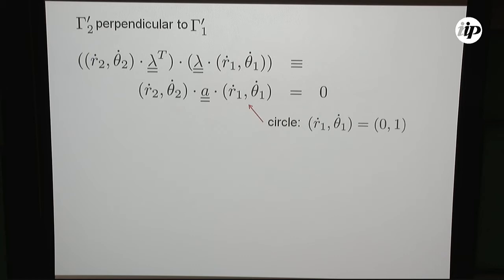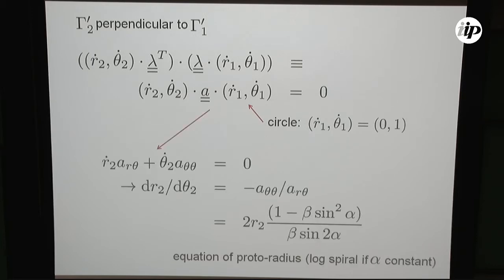I want those to be perpendicular. So this is the deformation of the circle, and this is the deformation transposed of the proto-radius. I can expand that together. That's the metric. And so the new radius is perpendicular to the deformed proto-radius, which is perpendicular to the deformed circle. Now the circle is simple. It's just 0, 1, because the radius is constant and the angle evolves at unit speed. So I can put that in there.